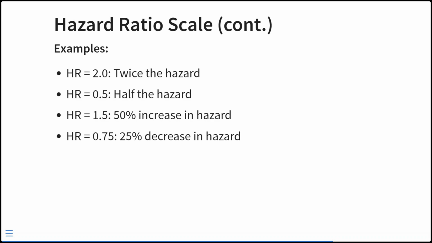An example of hazard ratio: 2.0 is twice the hazard. 0.5 is half the hazard. 1.5 is a 50% increase in the hazard. And 0.75 means a 25% decrease in hazard.